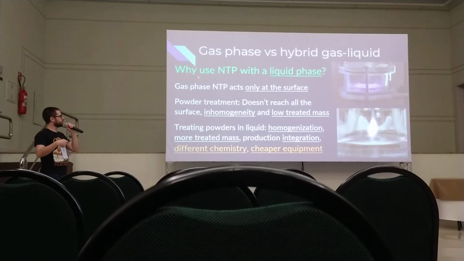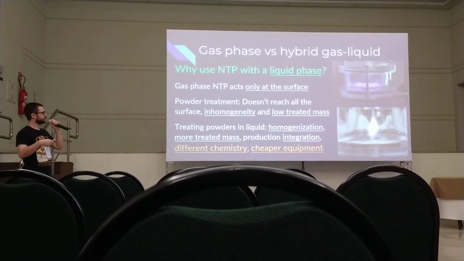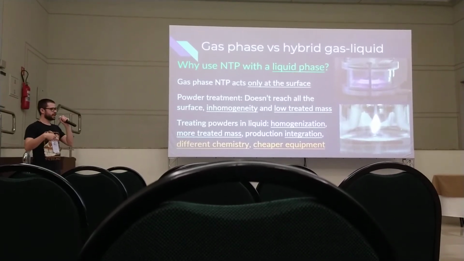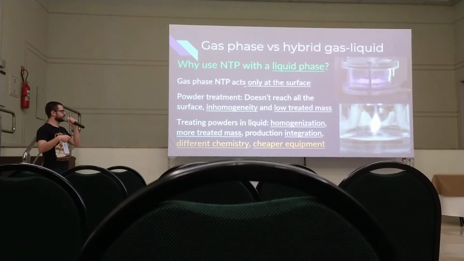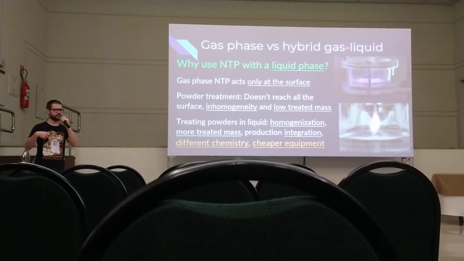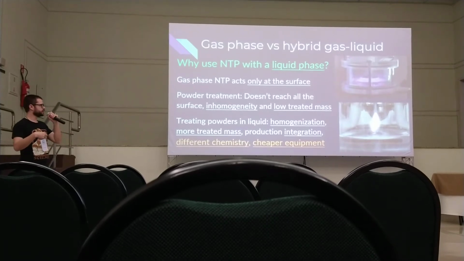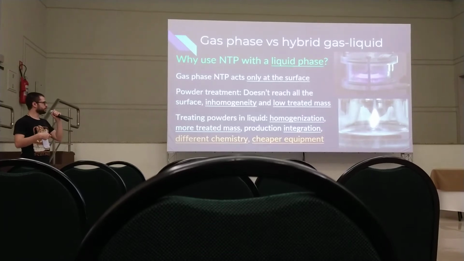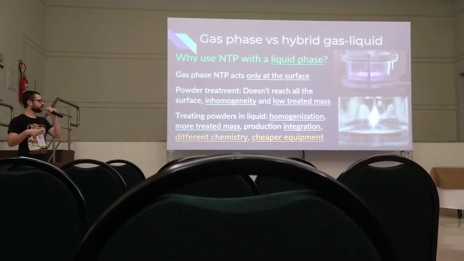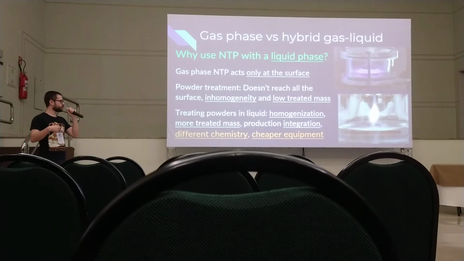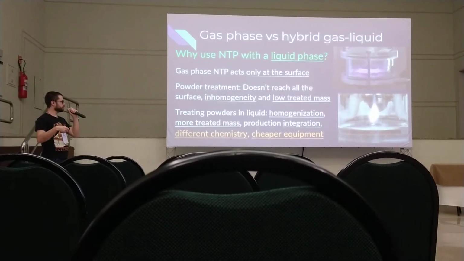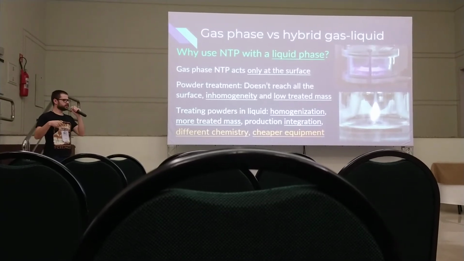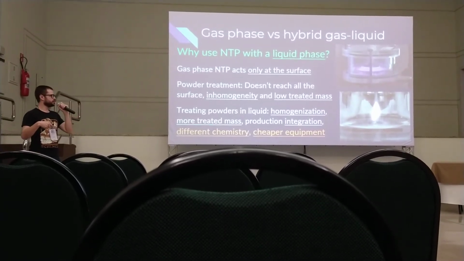And now, why use non-thermal plasma with a liquid phase? So, gas phase NTP has a characteristic which acts only at the surface. It has low penetration. It can be an advantage or a disadvantage depending on what you want to do. For treating powders such as graphene, if you have a clump of powder, it won't reach all the surfaces, leading to inhomogeneity. And to remedy this, they spread the powder to a film which leads to low treated mass.